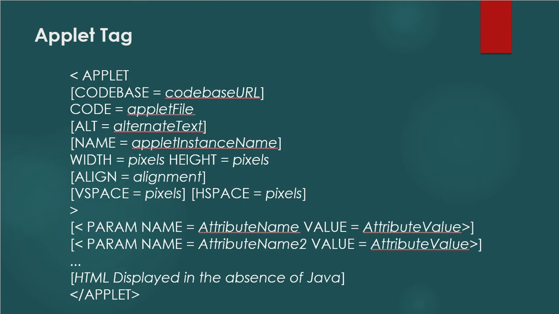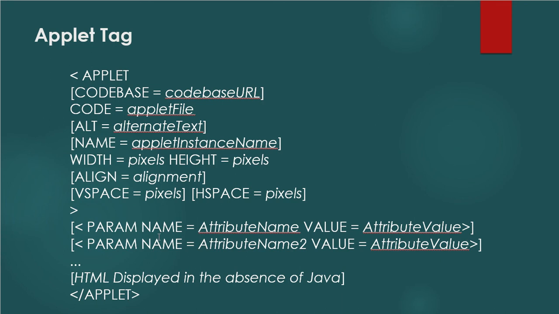So this is the whole structure of the applet tag. As you can see, it has some optional attributes and required attributes. Let's see all these in detail. Those starting with a square bracket indicate optional attributes, whereas those written without a square bracket indicate required or mandatory attributes. As you can see, code is a mandatory attribute, width is a mandatory attribute and height is also a mandatory attribute. So if you are including an applet tag, you will have to ensure that the code, width and height attributes are mentioned inside the applet tag.